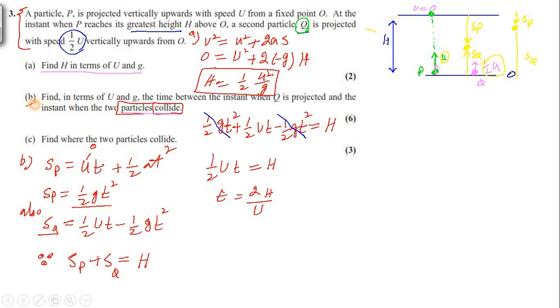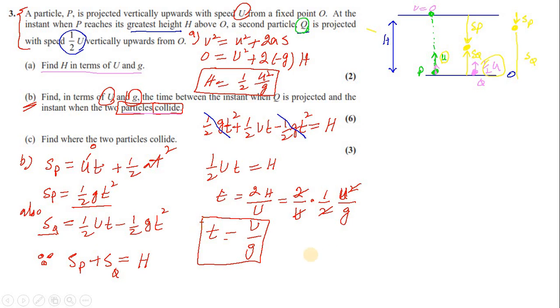But if you read the question, find in terms of U and G. We found T in terms of H and U. So we need to replace the value of H. So 2 upon U into H. And H is half of U squared over G. So half of U squared over G. That means 2 and 2 gone, U is gone from here. I'm sorry, this should be the same capital U, because everywhere they give capital U. So finally, T would be equal to U upon G. This is the time taken by the particle when they are colliding.